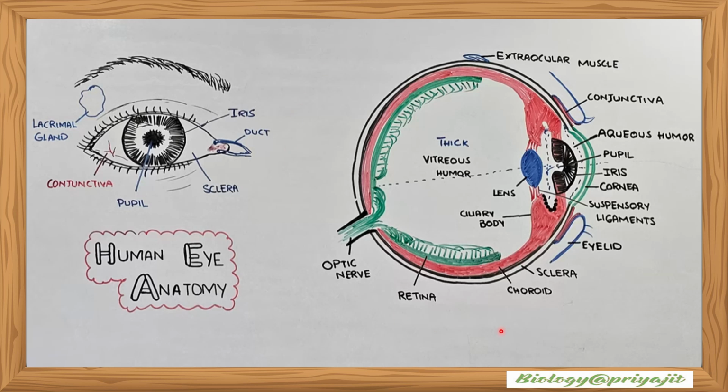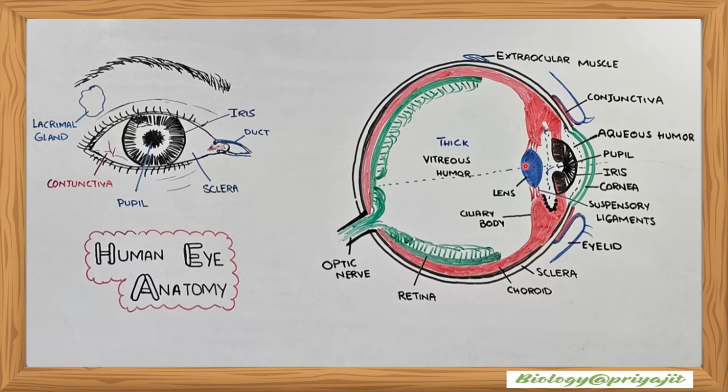This is the cross section of the eyeball, on the right side. Here is the cornea, the transparent front part that bends light, and just behind the cornea there is aqueous humor. It is a clear fluid in the front chamber of the eye. It maintains pressure. The iris and pupil control the amount of light entering. This is the pupil and this is the iris.